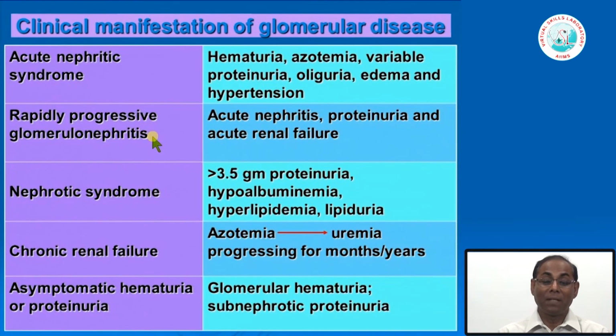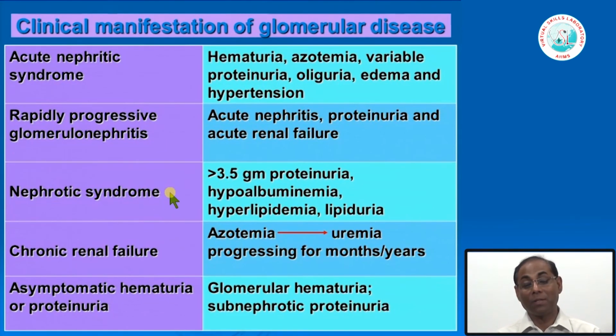Then comes the entity of rapidly progressive glomerulonephritis. The term rapidly progressive is very important for you to understand. Usually there is a short history of a few days to weeks, and they sometimes present with oliguria or anuria. There is almost no urine, and if there is urine, then there will be mild proteinuria, and there can be hematuria also. So, this entity usually progresses very rapidly and causes acute renal failure. That is why this group of glomerular diseases is grouped under rapidly progressive glomerulonephritis.